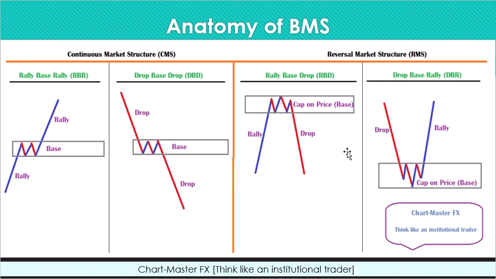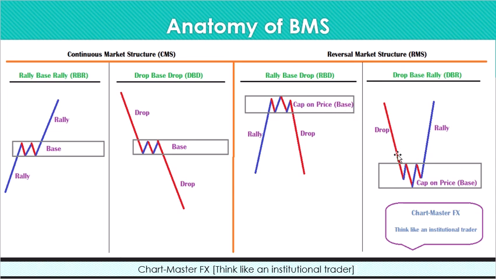So as you can see on the reversal market structure, we have a rally, and we have a cap on price, which is our base, and we have a drop. Take note that caps only occur on the RBD and on the DBR, which are examples of reversal market structure. When we are talking about continuous market structure, we can only refer to this as a base, but here we refer to this as a cap on price, or we can call it a base.